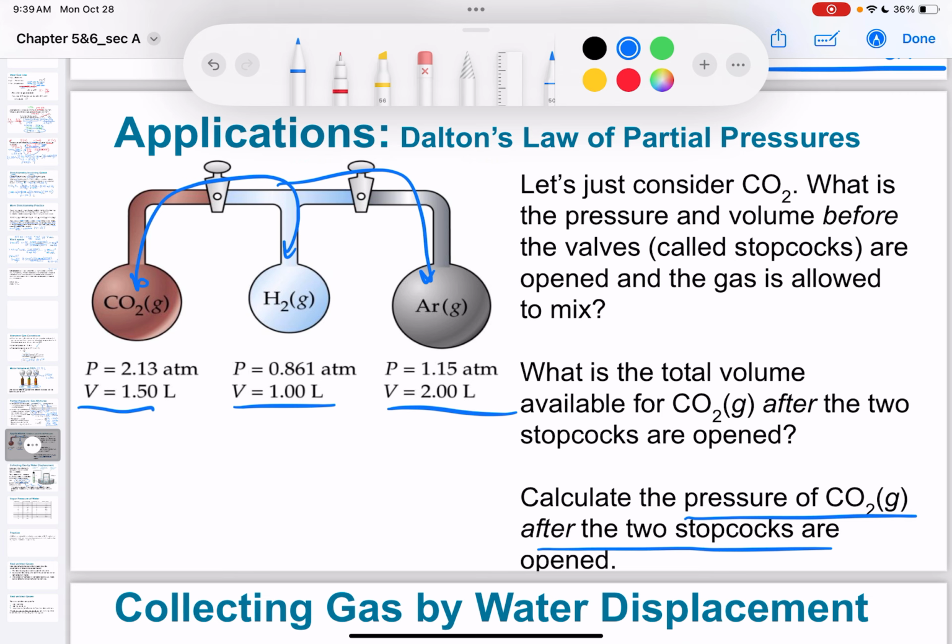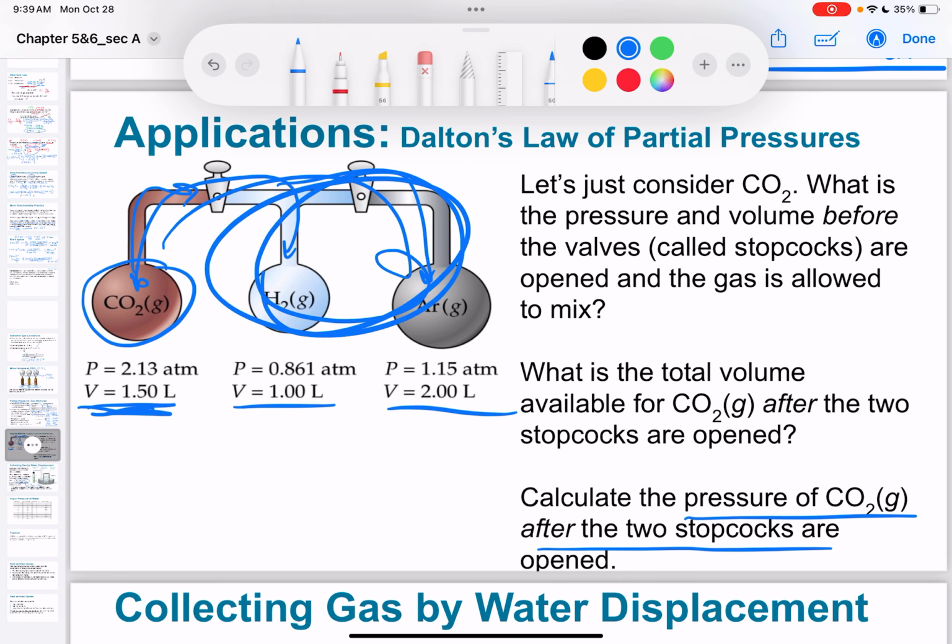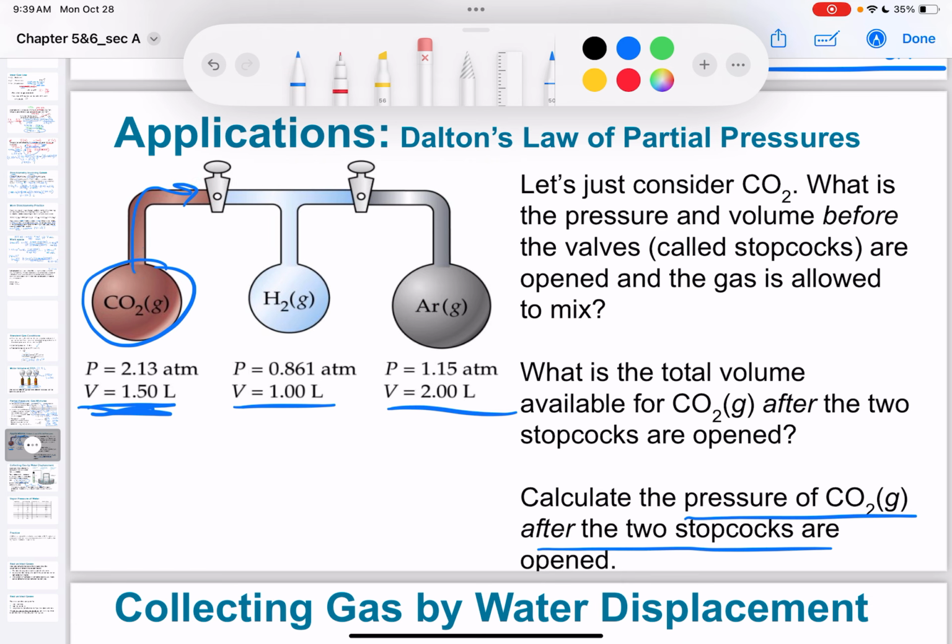Okay, so calculate the pressure of CO2. So really what we're saying is that CO2 initially accommodates this 1.50 liter volume, but eventually it's going to fill into this whole thing in here, which we need to think about what that total volume is. So if we have individual volumes for each of them, if we wanted to look at the total volume, we should just add those together. So 1.5, 2.5, 4.5 liters is the total volume of these gases.